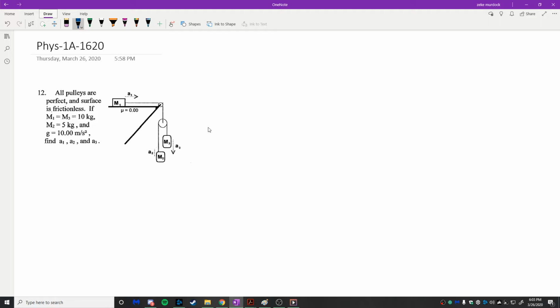The thing about this problem is that it handles relative accelerations, and we need to be able to think about how those are going to work. So if we look at this mass right here, and we think about what that symbol represents, A1, this means frictionless. What does A1 really mean? That's the acceleration of the block relative to what?